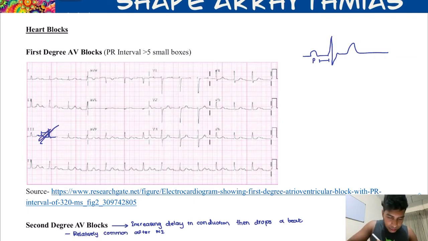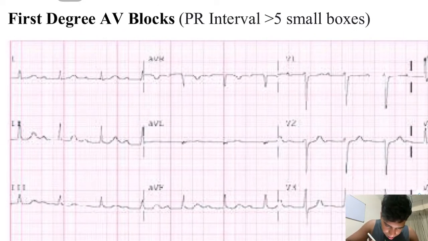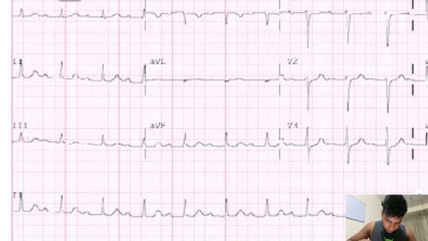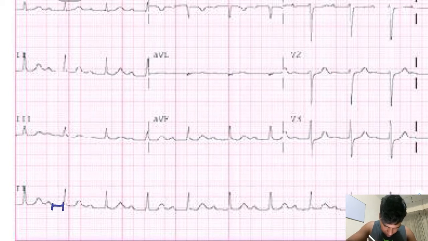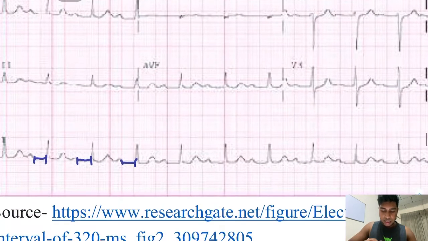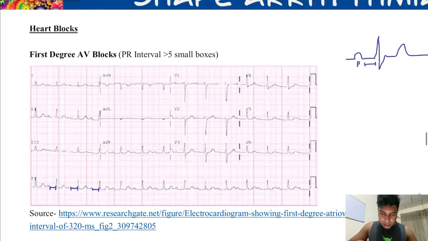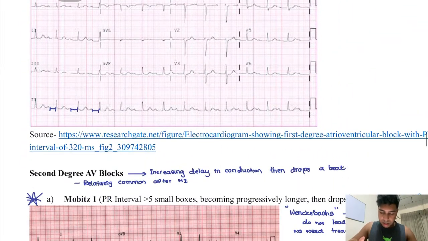Now there's 3 types of blocks: first degree, second degree, and third degree. In the first degree block, you can see the PR interval is greater than 5 boxes. Okay, let me take the rhythm strip. Here you can see the gap. Okay, it's definitely greater than 5 boxes, that is half of a big box. Okay, that is first degree AV block.